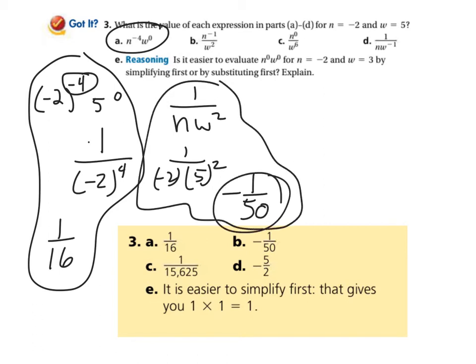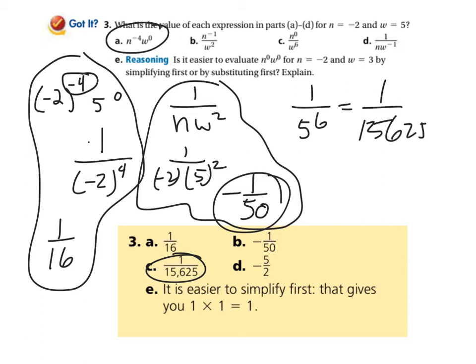Okay. For C, well, the n to the 0 is obviously going to become 1 right away, so you can even make that before you even substitute. It's up to you, really. But 1 over, and then 5 to the 6th power. And 5 to the 6th power is 5 times 5 times 5, and then, 5 times 5 times 5 times 5. And we're going to get 15,625.